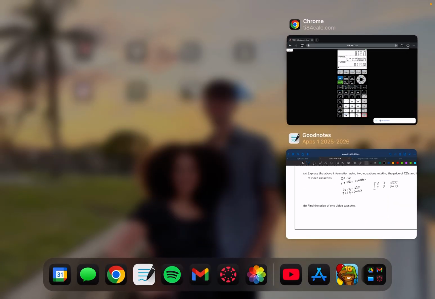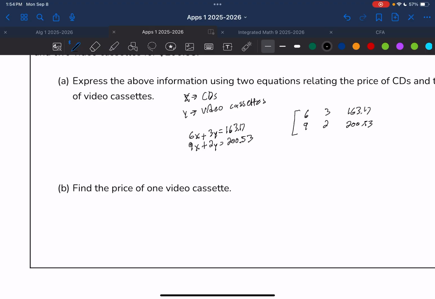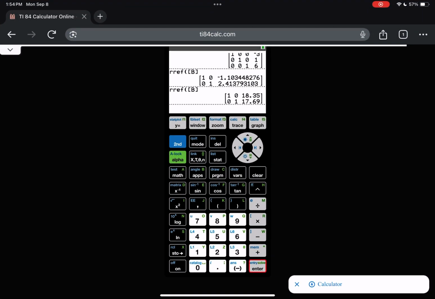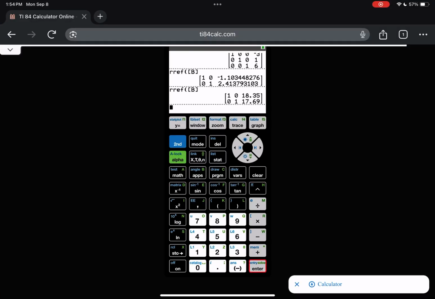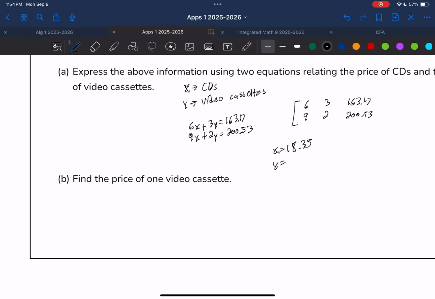So you can see that X equals 18.35. Y is equal to 17.69, which means that one video cassette is the price of Y, so that is $17.69. Perfect.